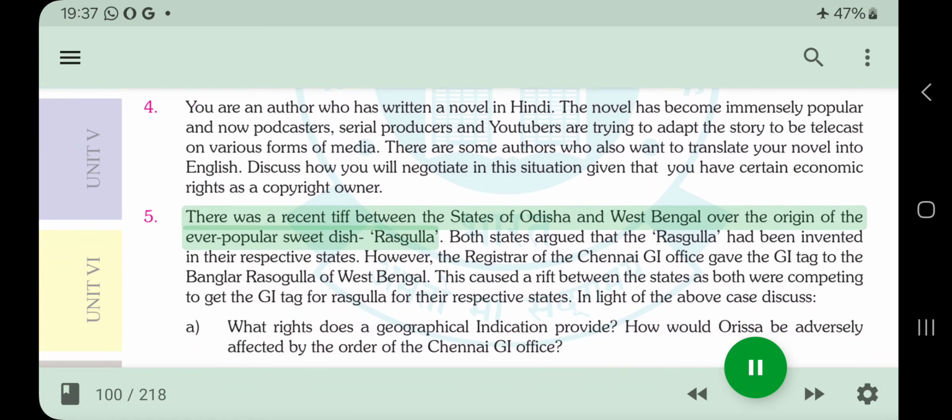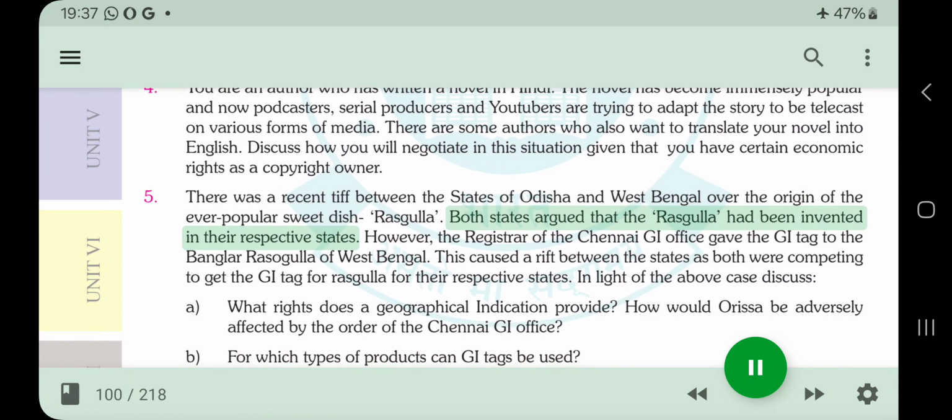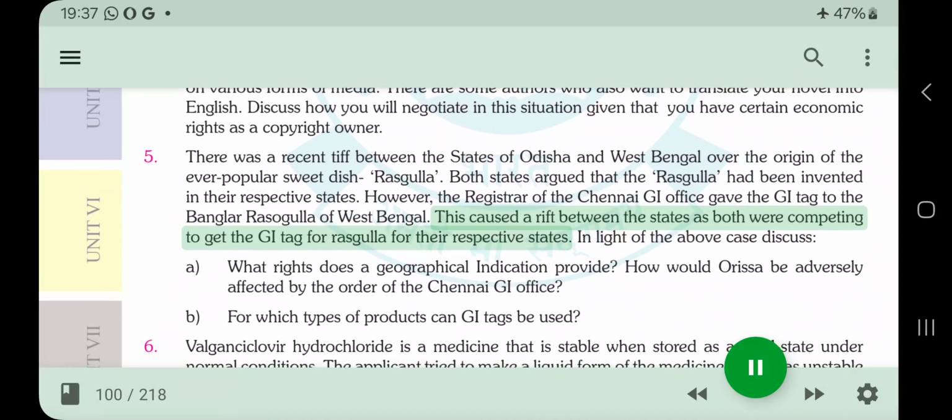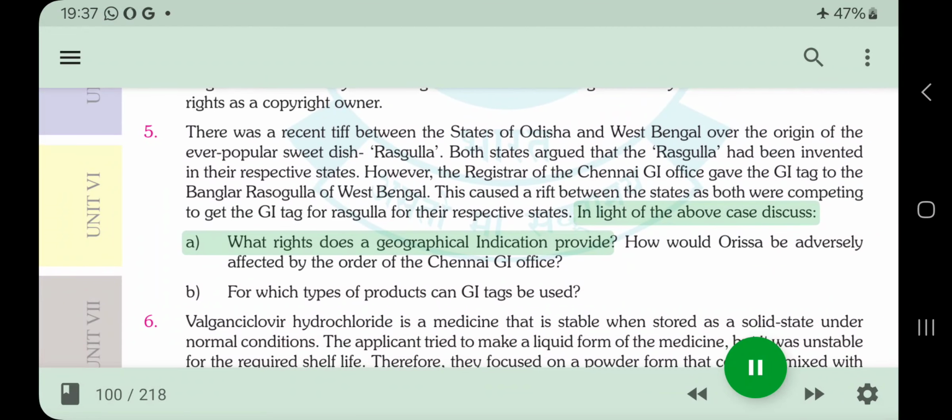5. There was a recent tiff between the states of Orissa and West Bengal over the origin of the ever-popular sweet dish, Rasgulla. Both states argued that the Rasgulla had been invented in their respective states. However, the registrar of the Chennai GI office gave the GI tag to the Banglar Rasgulla of West Bengal. This caused a rift between the states as both were competing to get the GI tag for Rasgulla for their respective states. In light of the above case, discuss.